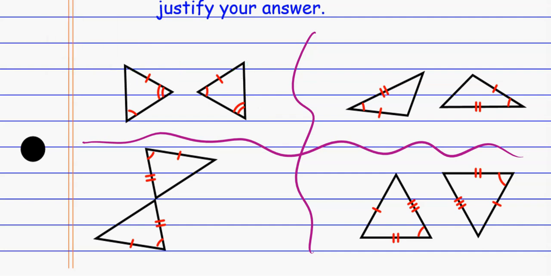So this one, I can't make a justification here. So for now, I'm going to say that they're not congruent, okay? Because I can't prove that they are, all right?